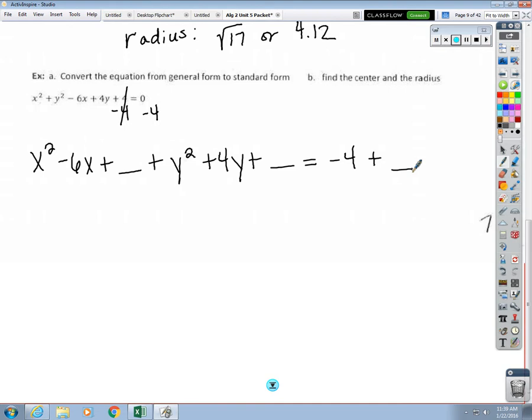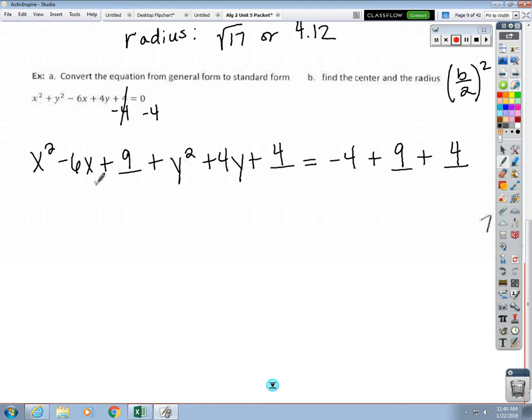Okay, now when I get ready to fill in the blanks, what formula do I need to use? B over 2 squared. Right. Okay, for the x's, what's the b? Negative 6. Divided by 2? 3. Negative 3 squared. 9. Right, so then I add 9 over here as well. For the y's, what's the b? 4. Divided by 2? 2. Squared. 4. Right, so then I add it over here.